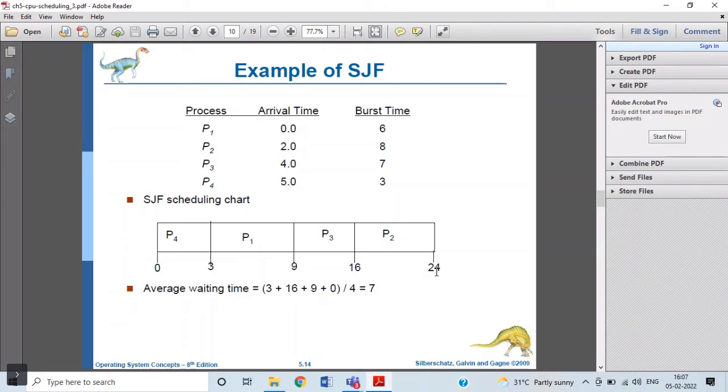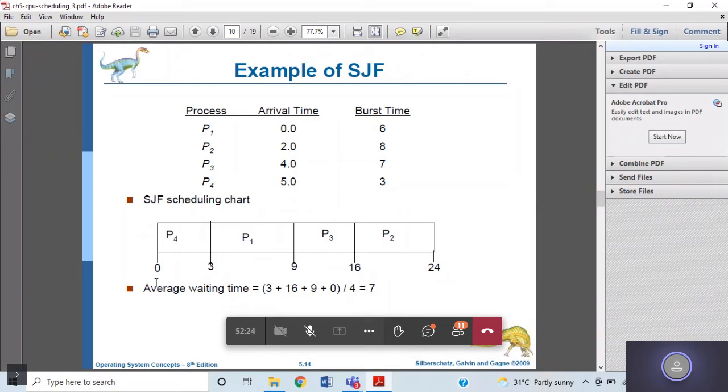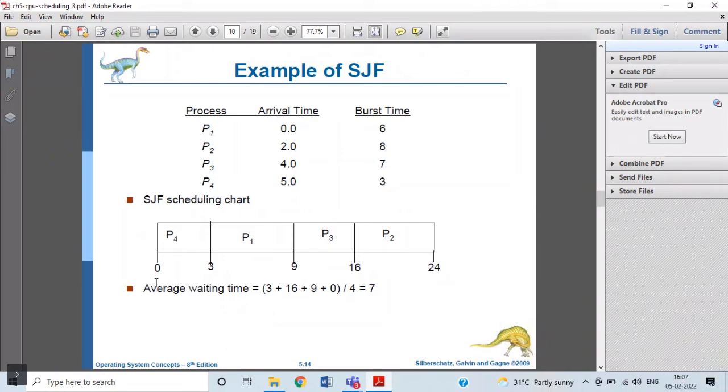Here also the average waiting time should be calculated like this. We should take 0, 3, 9, 16. We should not include the last time. Whenever we calculate the average waiting time, we take from the first, and we should not take this last time. Okay, so this is shortest job first scheduling. Students, are you able to understand first come first serve and shortest job first scheduling? Yes, ma'am, understood.